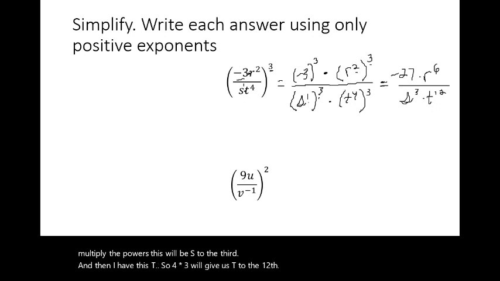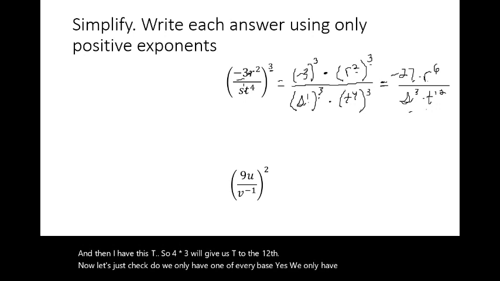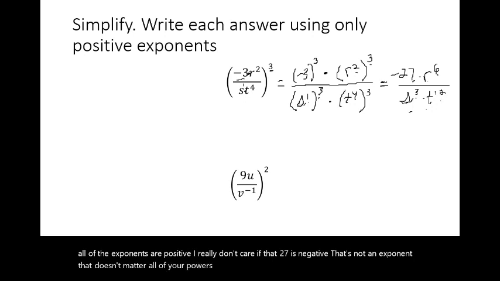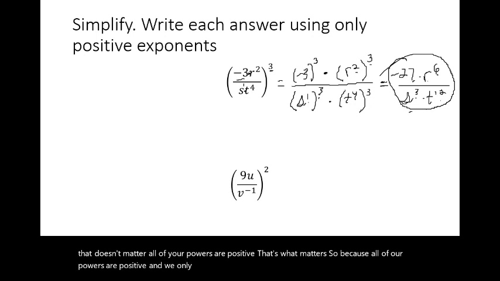Now let's just check, do we only have one of every base? Yes, we only have one of every base. And all of the exponents are positive. I really don't care if that 27 is negative, that's not an exponent, that doesn't matter. All of your powers are positive, that's what matters. So because all of our powers are positive, and we only have one of every base, this is now fully simplified.